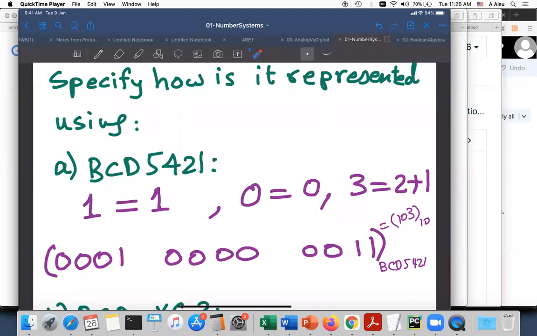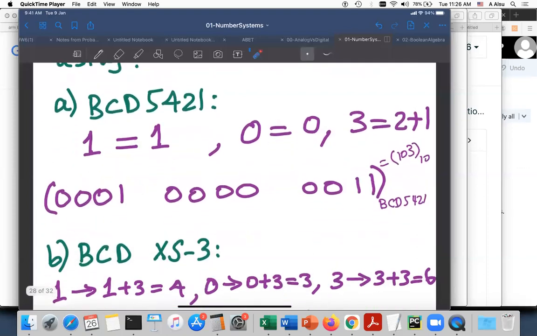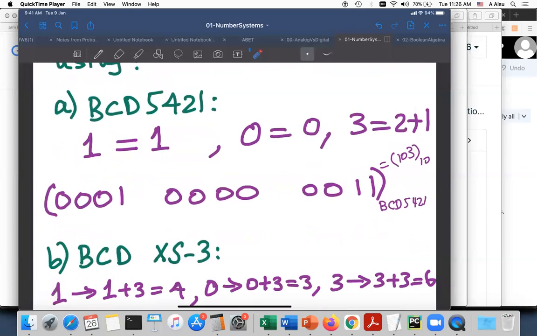What about XS3? I would like to represent this 103 in BCD XS3. What is 1 going to be? 0100. Let's do it step by step. 1 is going to be mapped into 1 plus 3, which is 4, right? Yes. 0 is going to be mapped into 0 plus 3, which is 3. And 3 is going to be mapped into 3 plus 3, which is 6.